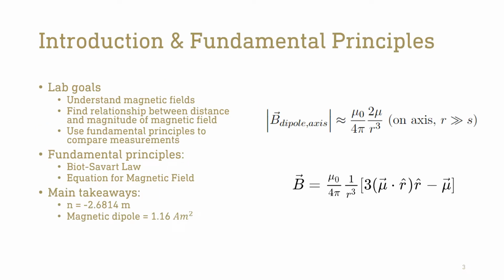This lab's goals are to understand magnetic fields, to find the relationship between distance and magnitude of a magnetic field, and to use fundamental principles to compare magnetic measurements. To do this, we'll be using Biot-Savart's law as well as the equations for the magnetic field of a bar magnet. The relevant experimental values found during this lab were n, which came out to be negative 2.681, and the magnetic dipole moment of the bar magnet, which came out to be 1.16 amperes meter squared.